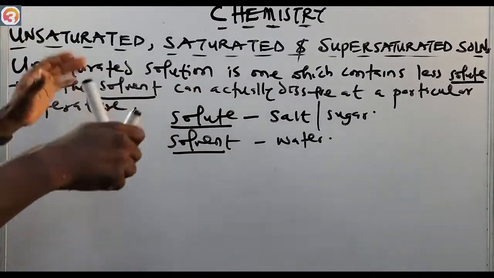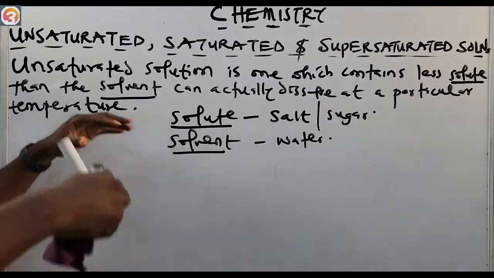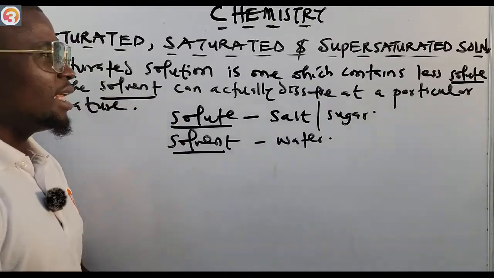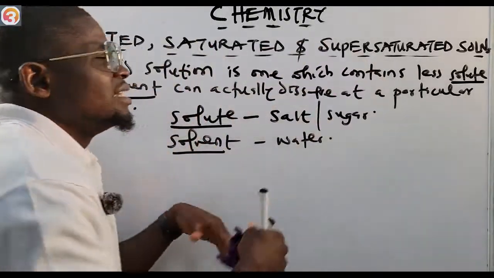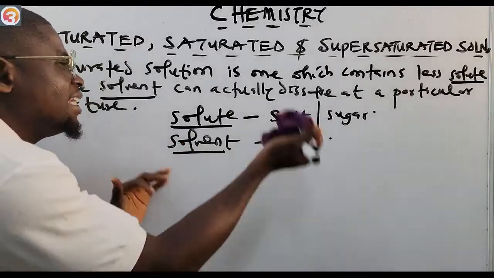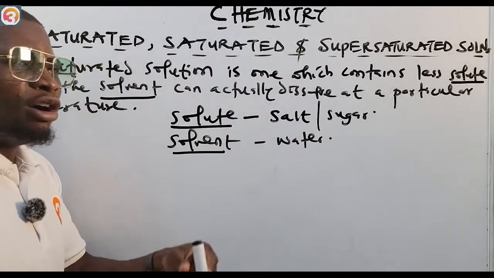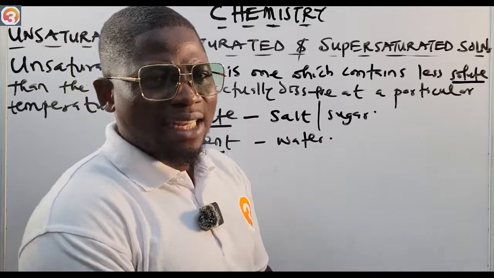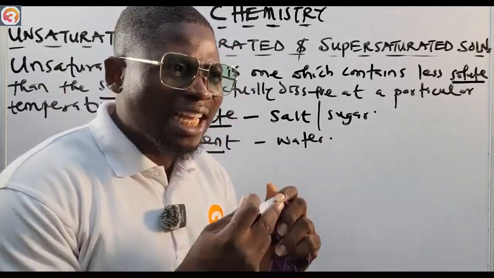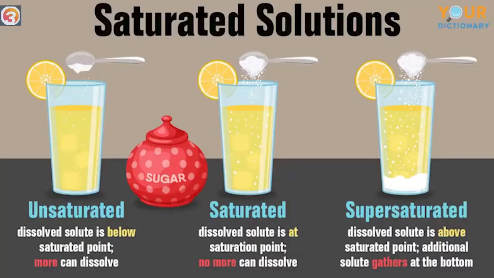This solution can dissolve more and more solute until it becomes saturated. So this unsaturated solution can dissolve more and more solute. You can be adding more solute to it until it becomes saturated. All right, so now I'm showing you a diagram explaining both saturated, unsaturated, and a supersaturated solution.